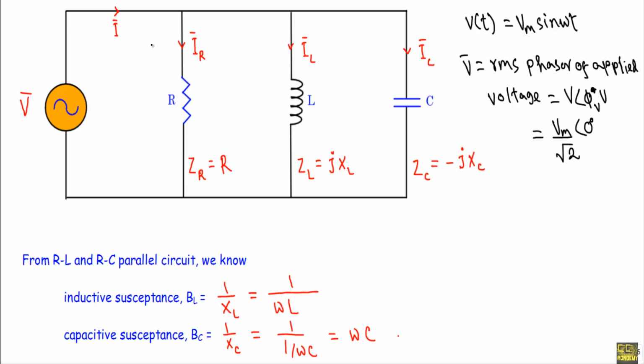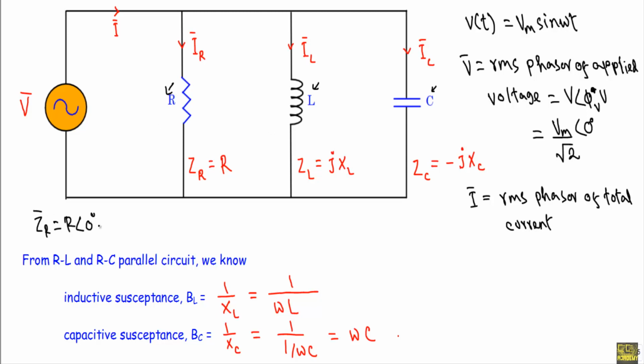Let's say the total current is I, therefore the total current phasor is I vector, which is equal to RMS phasor of total current. Now see, in this branch we have this resistor R, in this branch we have this inductor L, and in this branch we have this capacitor C. Therefore this branch impedance will be ZR. ZR will be equal to R phase angle 0 degree, unit will be ohm.